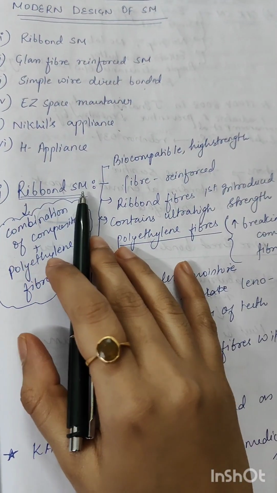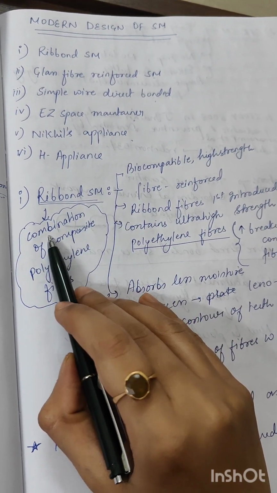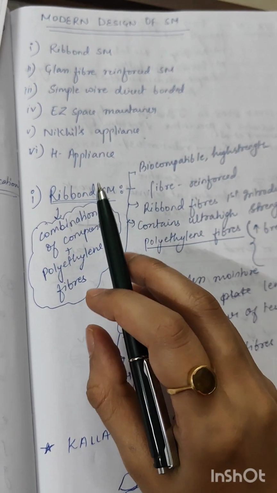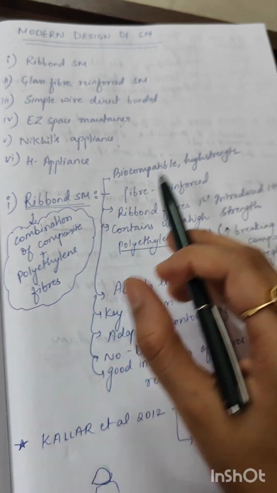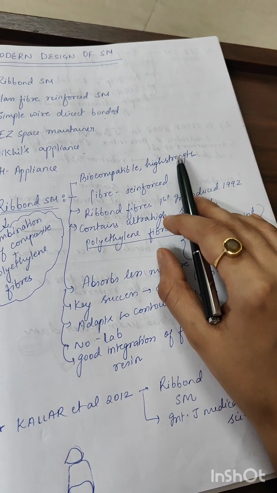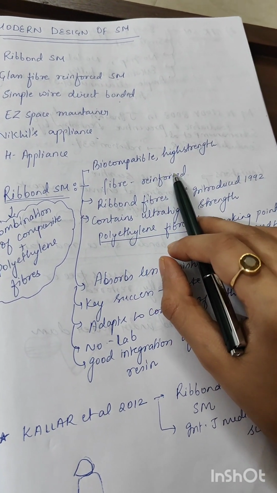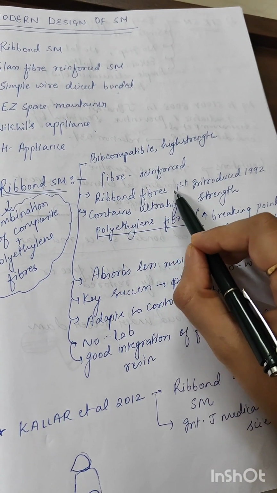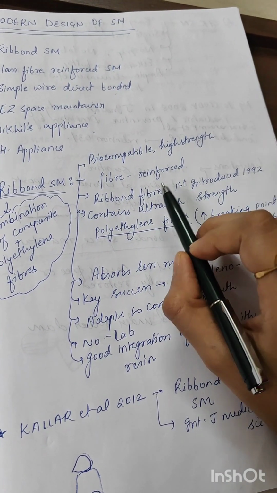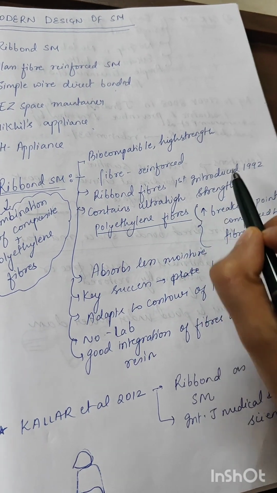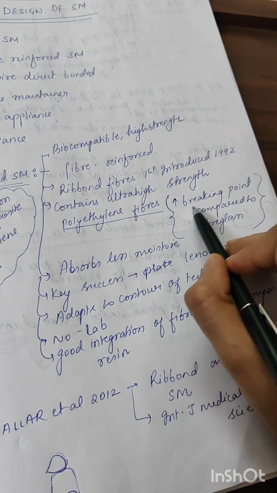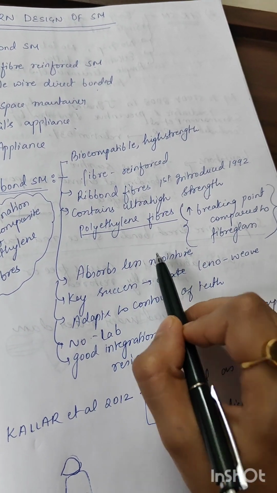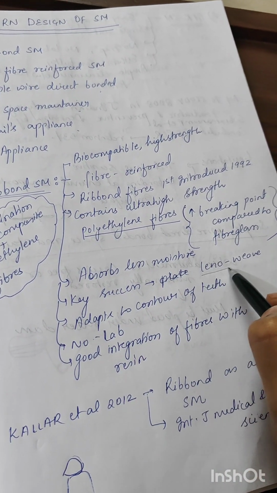So what is a ribbon space maintainer? Basically it is just a combination of composite plus polyethylene fibers. It is biocompatible, it has high strength, fiber reinforced, as you know polyethylene fibers are there. Ribbon fibers were first introduced in 1992. It has ultra high strength. Polyethylene fibers have a high breaking point compared to fiberglass. It absorbs less moisture. Key success is due to leno weave. You have to remember this.